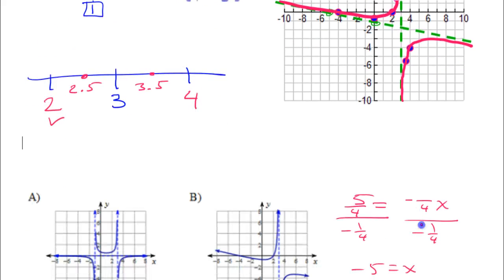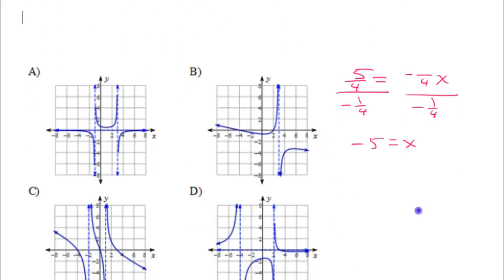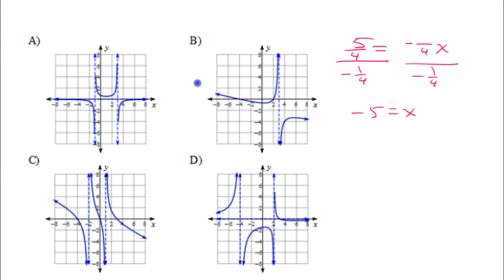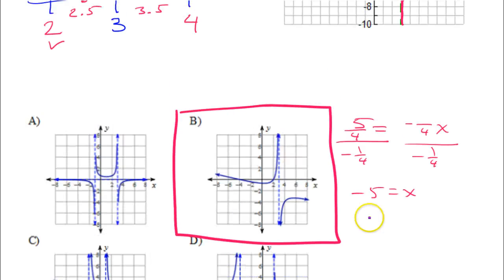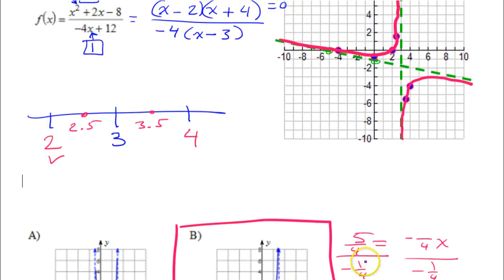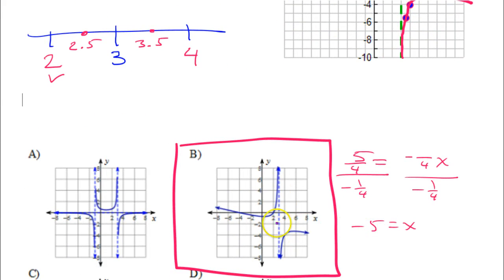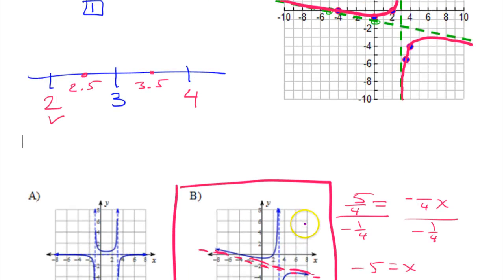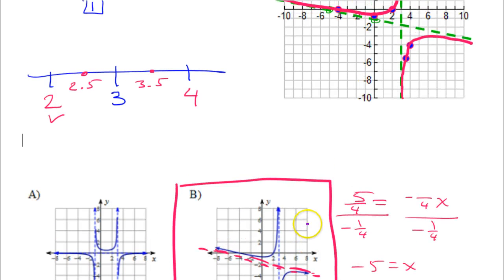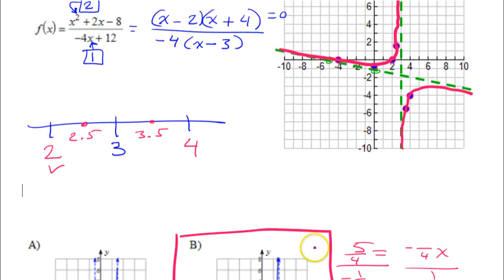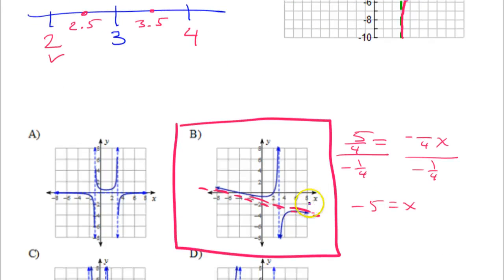Now let's take a look and see what we got. Clearly the answer is B. Take another look at how B compares to this, with the vertical asymptote at 3, and there's no horizontal asymptote, but you can see the slant asymptote happening there, just as we predicted. And that's it. So the answer is B.